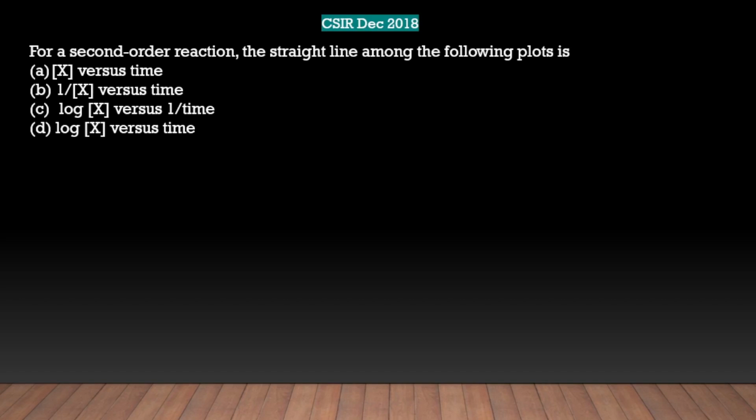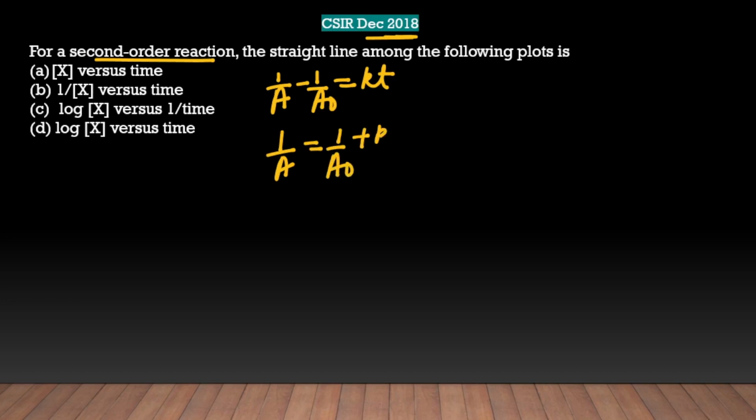Next is this one. So this begins your December 2018 exam. The first question says for a second order reaction, the straight line among the following plots is, for a second order reaction you have the integrated expression as 1 by A minus 1 by A naught is equal to KT. So 1 by A will be 1 by A naught plus KT.